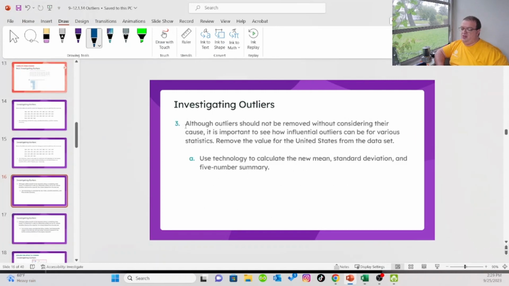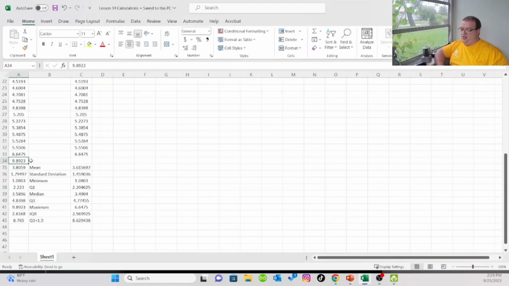Number 3, although outliers should not be removed without considering their cause, it is important to see how influential outliers can be for various statistics. So now they want us to do the same thing, but removing the United States value from the data set. And on this spreadsheet, I've already done that. You can see right here, I've taken that value out. I've copied over the formulas.